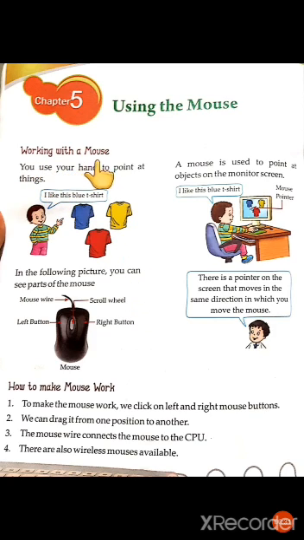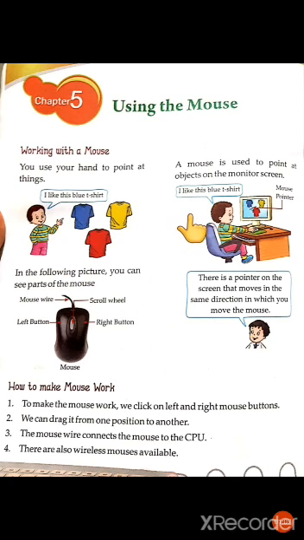Working with a mouse. Okay, you use your hand to point at things like I am doing right now. I am pointing at things using this hand. Here is the child, and he is saying, I like the blue t-shirt. You can see here 3 t-shirts are there and he is pointing out the blue t-shirt only. So he is using the hand and showing us the blue t-shirt.